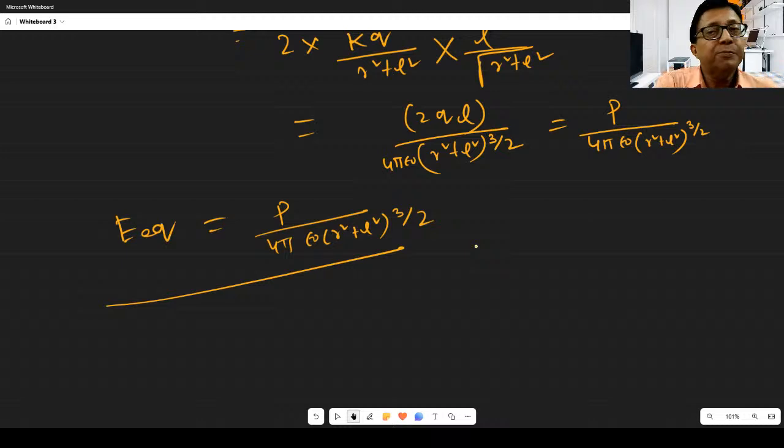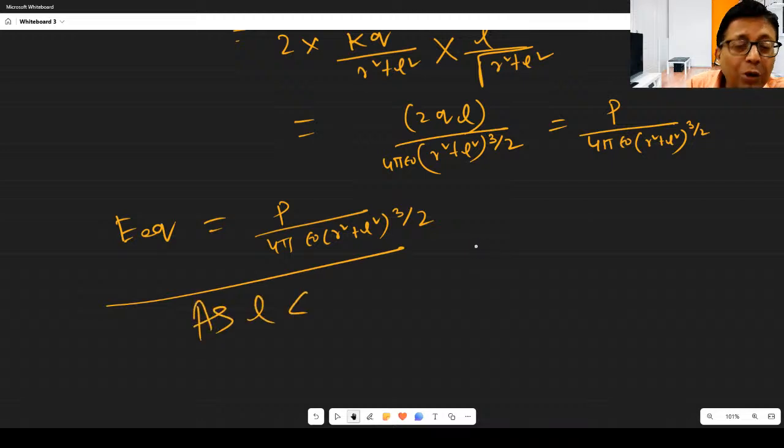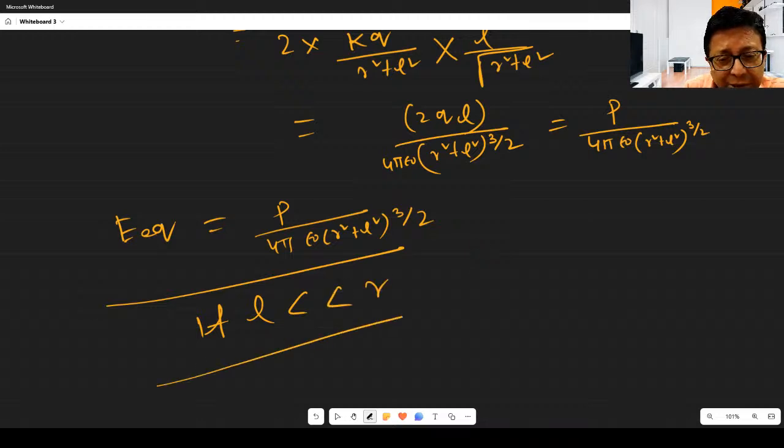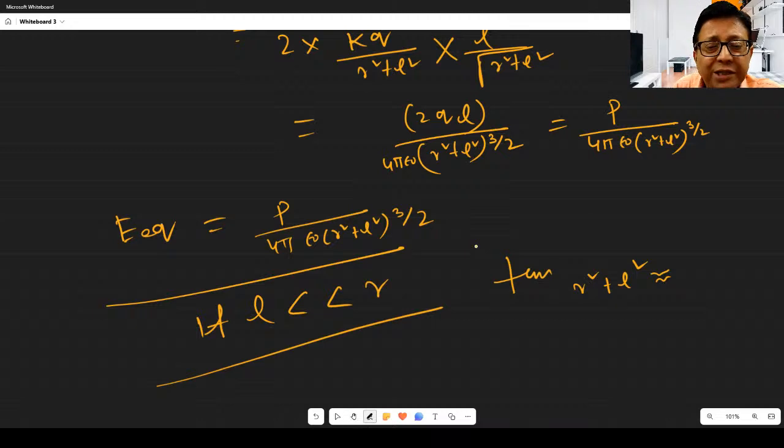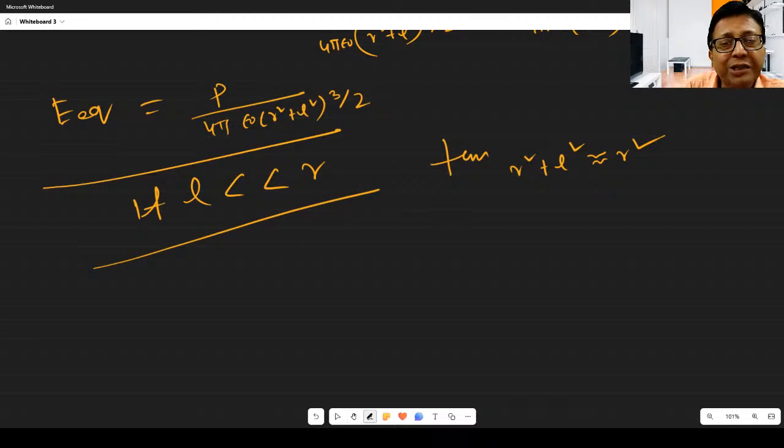Now again, R is small or L is small. Which one? L is small. L, the length of the dipole axis, 2L is the length. It is small. So 2L is small, L is also very small. Don't forget this. If L is very much smaller than R, then R square plus L square is approximately equal to R square. We neglect L square.